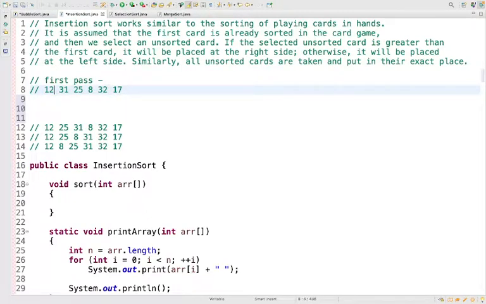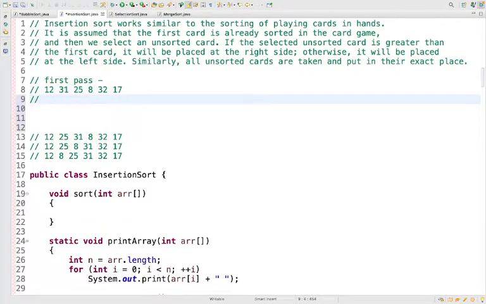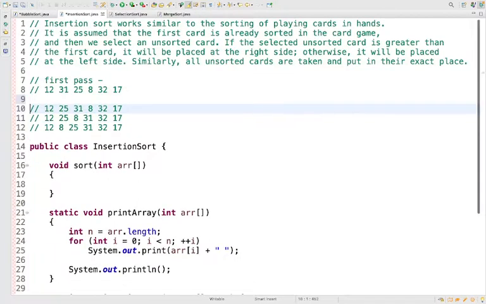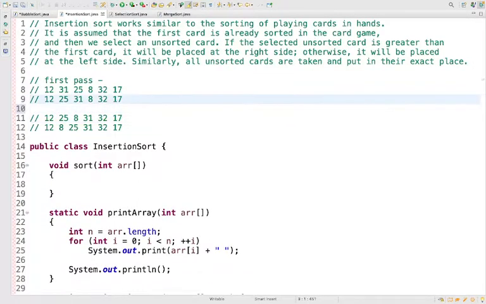It will start by comparing two numbers. First, 12 and 31. Okay, it is perfectly fine, 12 is less than 31. Then 31 and 25. We found that 25 is less than 31, so let's swap it. When we swap it, it becomes 12, 25, 31. Now, is it going to stop? No. What it's going to do is check again after coming here. It will again check whether 12 is less than 25 or not. That evaluation also happens.